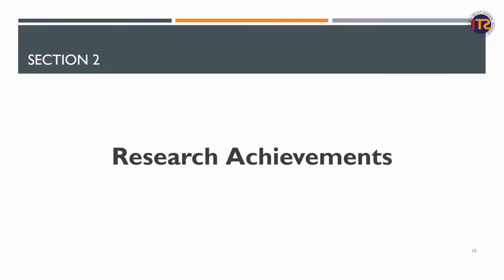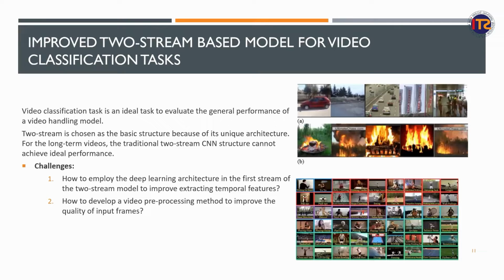Now I would like to share our research experience, also our contributions over the past few years. In principle, the video classification task is the ideal task to evaluate the general performance of video handling models. Clearly, in our case, we focus on unforeseeable events, as I said already: fire, car accident, robbery, heavy raining, and so on and so forth. In general, the two-stream model is chosen because the basic structure is unique. Also, it covers both spatial and temporal information features. However, for long-term videos, the traditional two-stream CNN structure is not handy enough and cannot achieve very good performance.